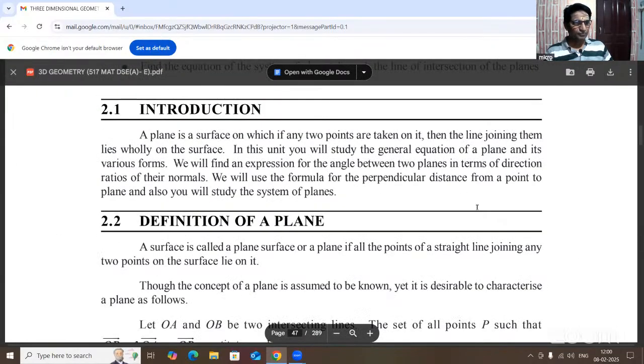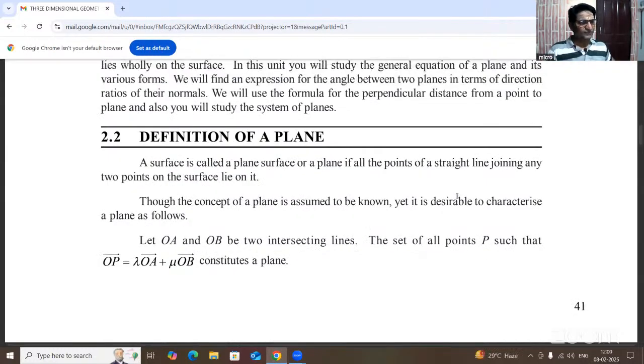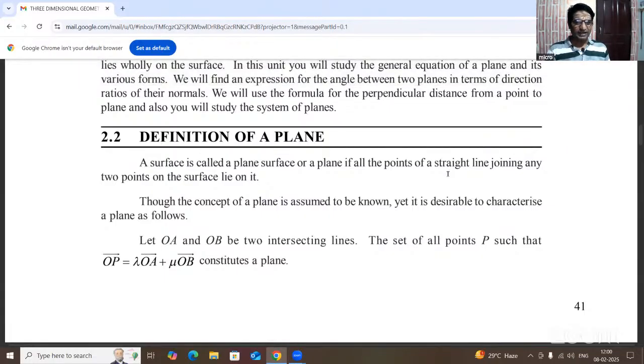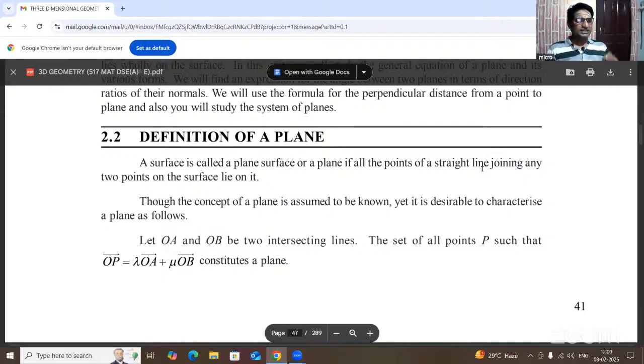See this one. Now here a surface is also called a plane. That is the main concept; you simply have to see this one. Through the dimensions, you have to take one diagram of a surface. Simply, a surface is also called a plane if all the points of a straight line joining any 2 points on the surface lie on it.